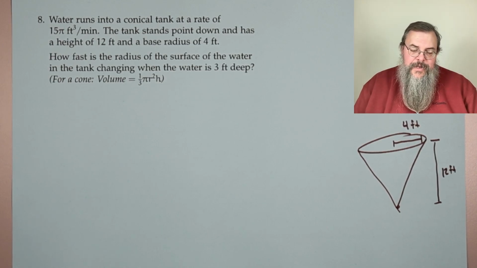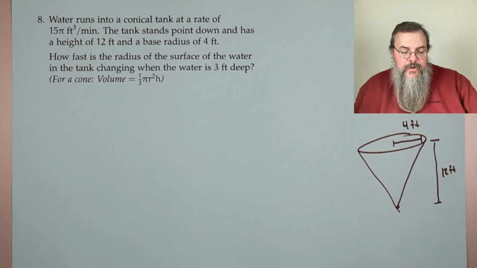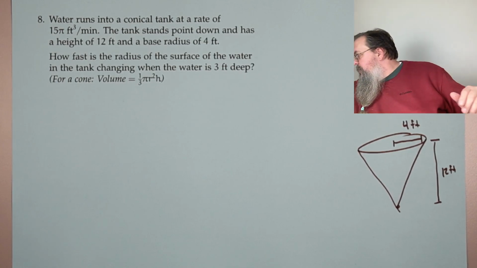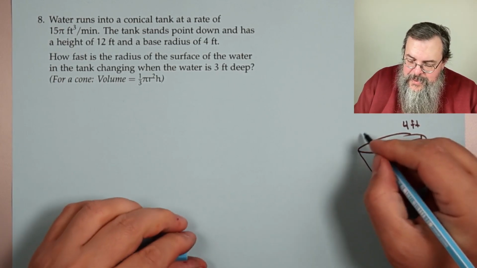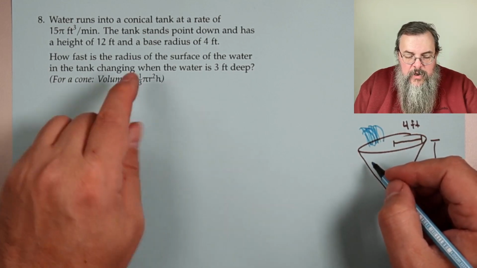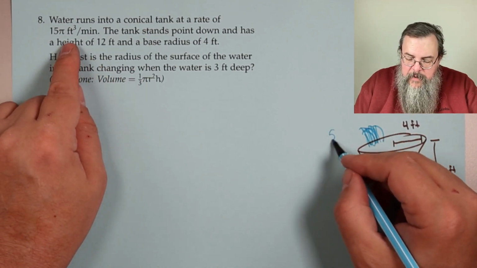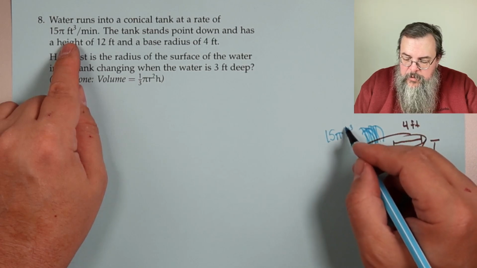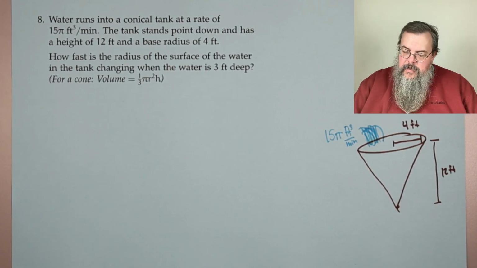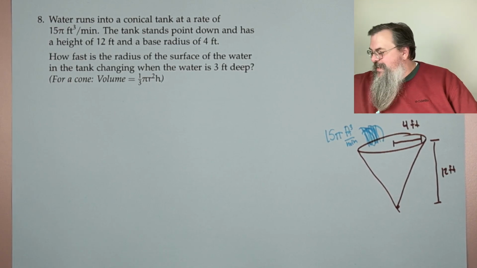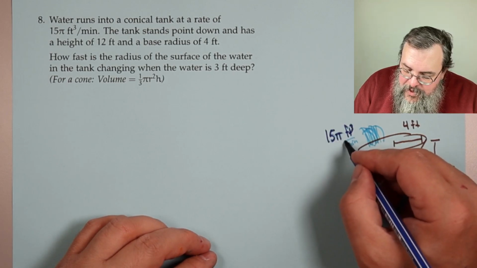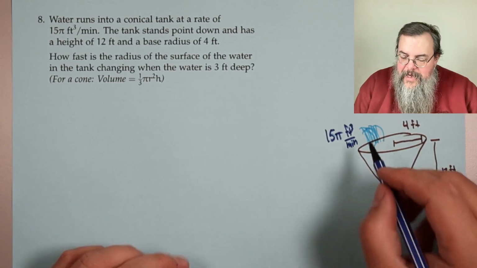Now, water is running into the cone, and you can think of it as though water's being poured into the cone. Let me grab a blue here. So here is our water coming in. There's water coming in at 15 pi feet cubed per minute. I needed a darker blue. So 15 pi feet cubed. There we go. So that's our water coming in.